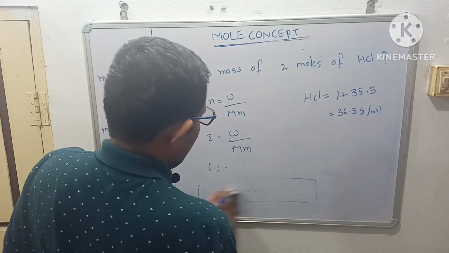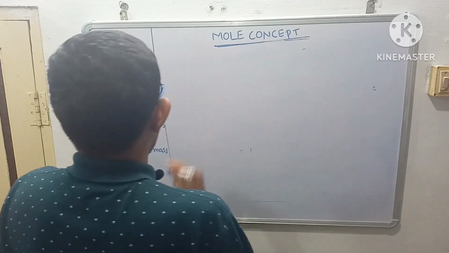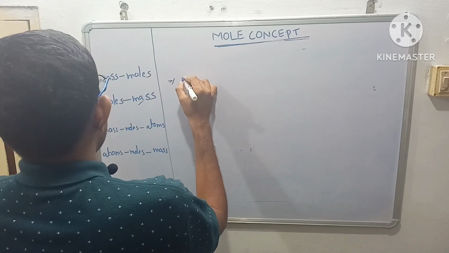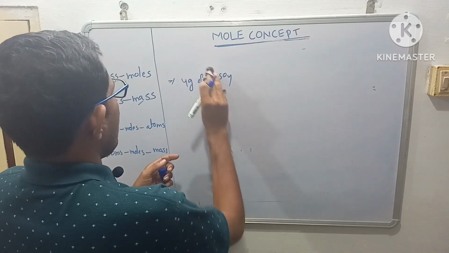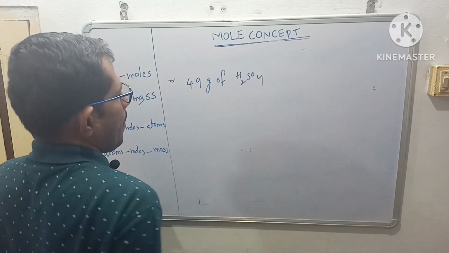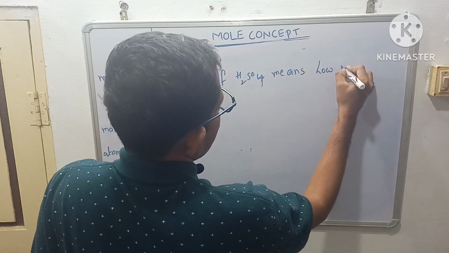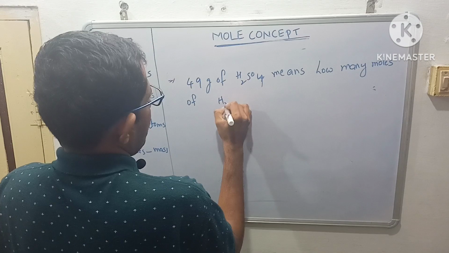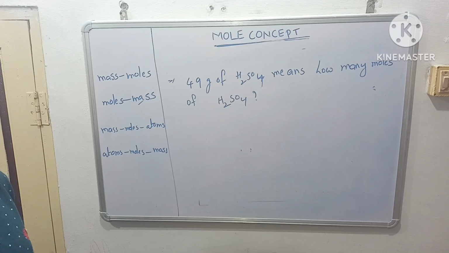And second question we are going to solve. I will write: 49 grams of H2SO4. 49 grams of H2SO4 means how many moles of H2SO4? 49 grams of H2SO4 means how many moles of H2SO4?